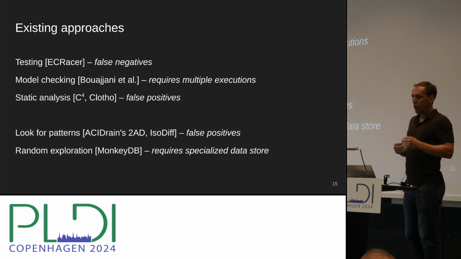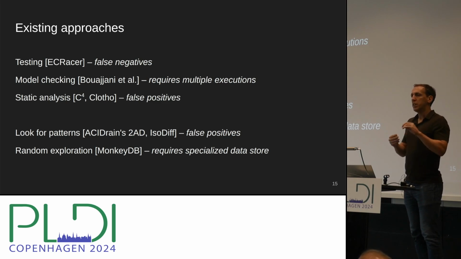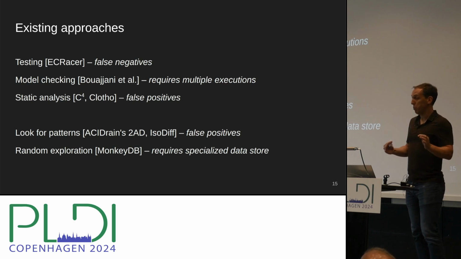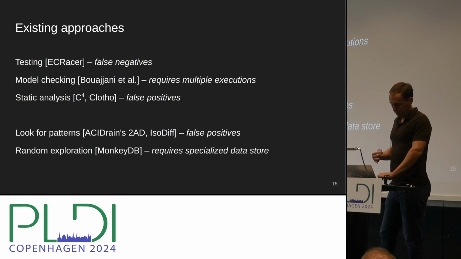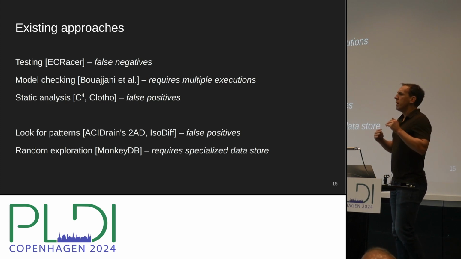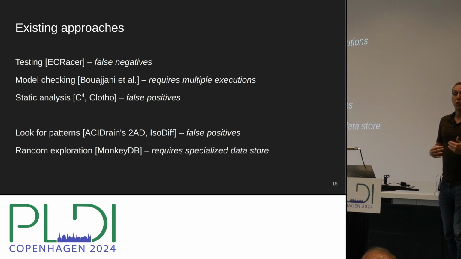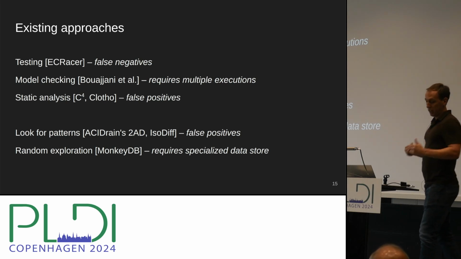There's also a technique from a few years ago called MonkeyDB. Each read tries to produce a read that is legal under the weak isolation model, and it does so by choosing randomly. It's pretty good at coming up with executions that turn out to be unserializable. It does require, however, a specialized data store in order to do that. You can't run this on existing data stores.